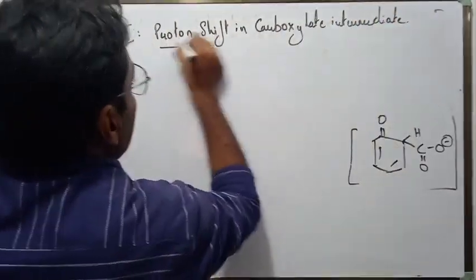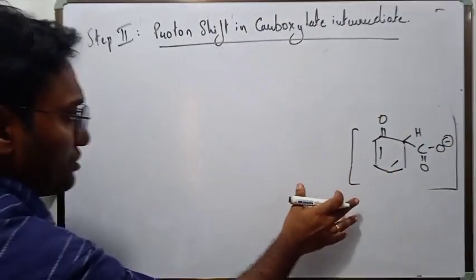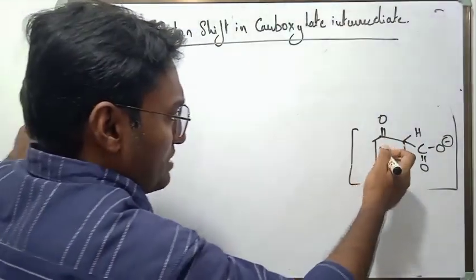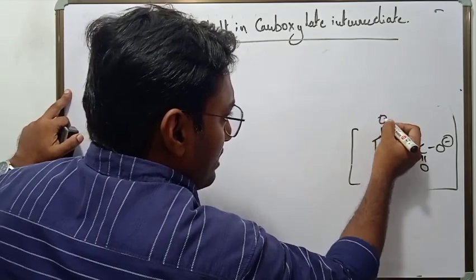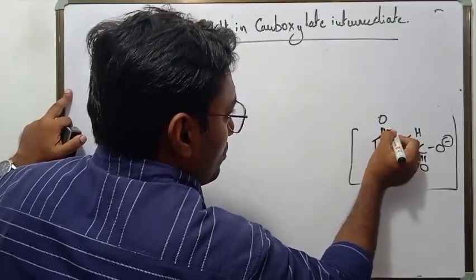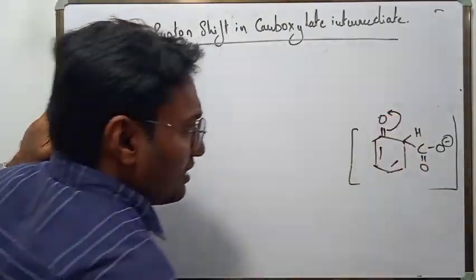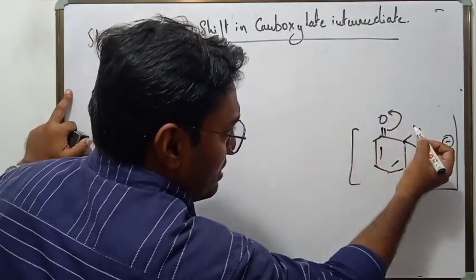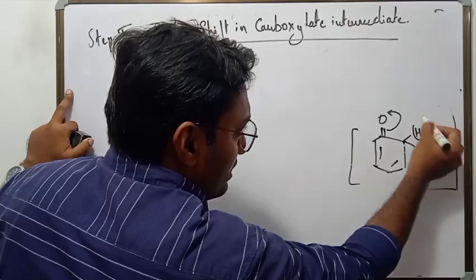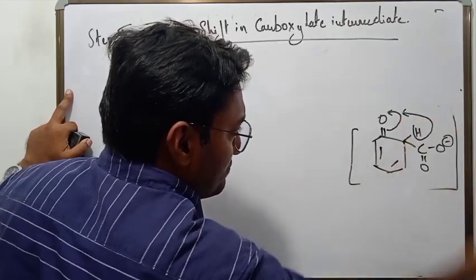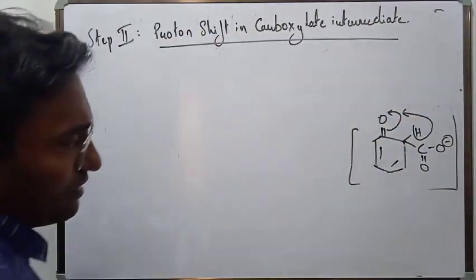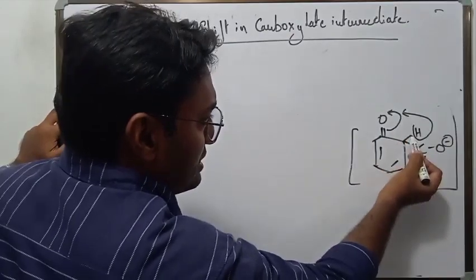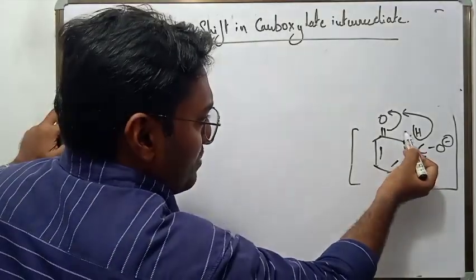Let us understand this. So this is our carboxylate intermediate. Now what happens here is that this is electronegative oxygen, so this pair would come here, right? When this electron pair comes here, oxygen becomes negative. So the proton here goes from here and shifts to oxygen. When this proton shifts to oxygen, this electron pair here comes back into the ring.